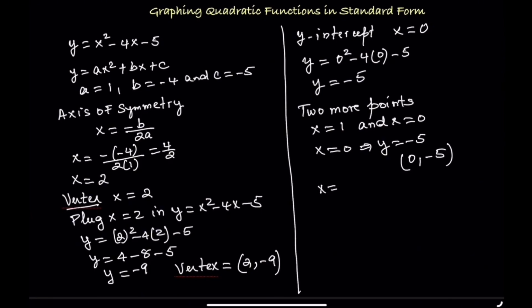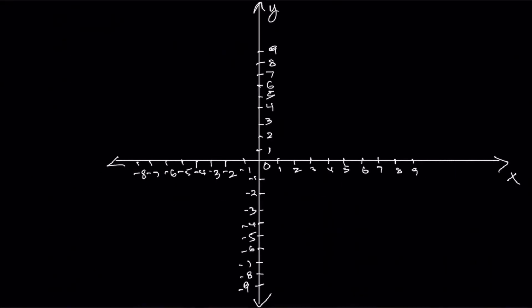Next, let's use x equals 1. Plug it into the equation, 1 squared minus 4 times 1 minus 5. That's 1 minus 4 minus 5, which equals negative 8. So one point is at 1, negative 8. Now we can sketch the graph. Start by drawing the axis of symmetry at x equals 2. Plot the vertex at 2, negative 9. Add the y-intercept at 0, negative 5, and the point 1, negative 8.